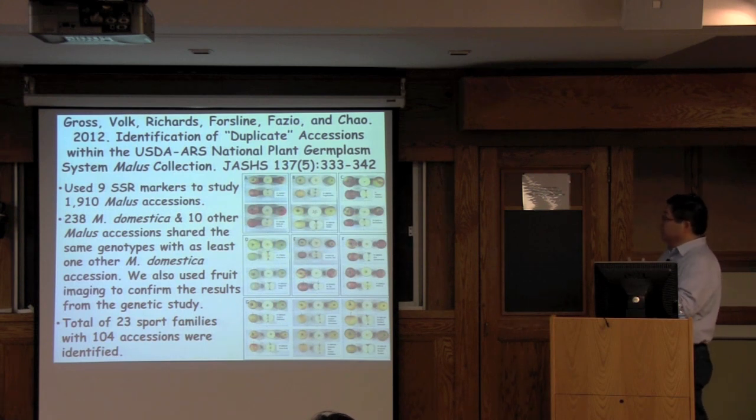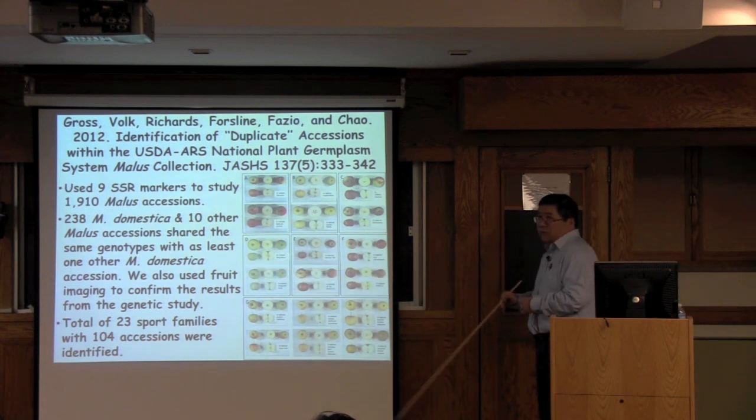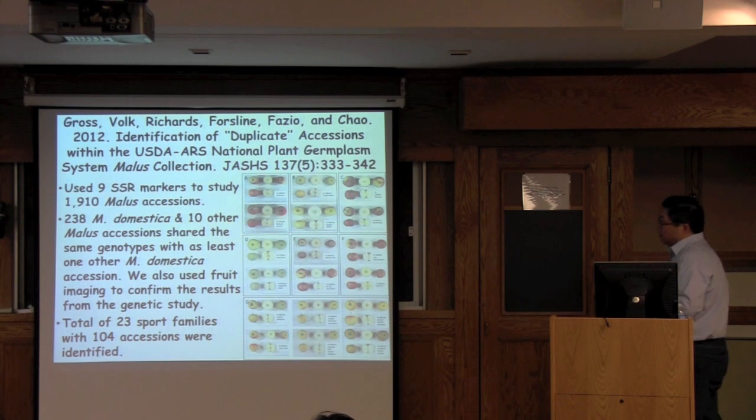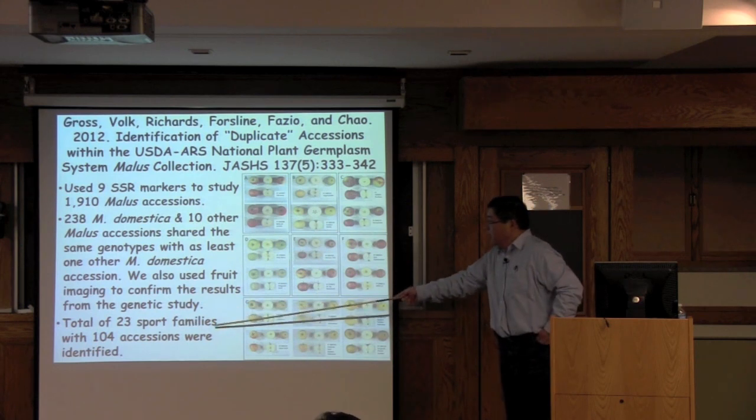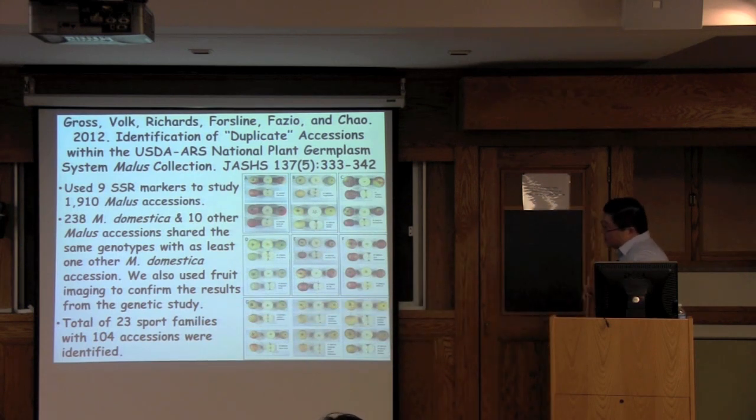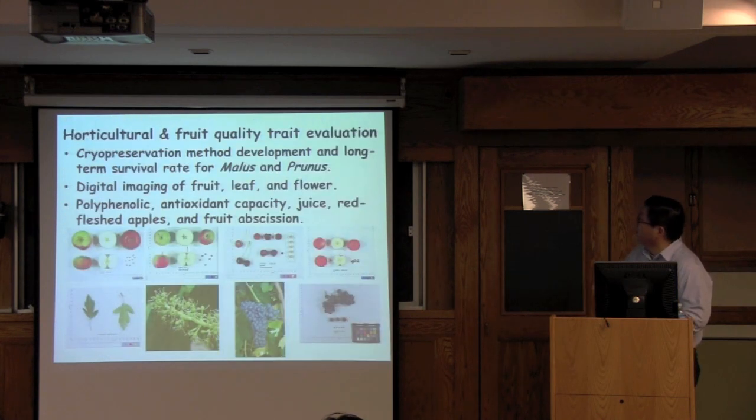Once we find anything with a similar genetic profile, we also try to look into the fruit image, trying to confirm the genetic study result. In this case, we were able to identify a total of 23 groups, including 104 accessions in the collection. Also, there are some mistakes. We also identified some duplicates from this study.